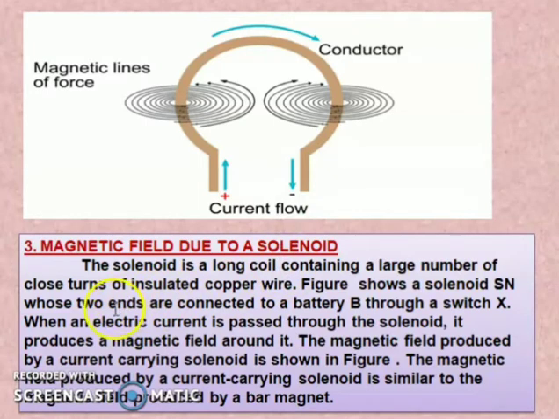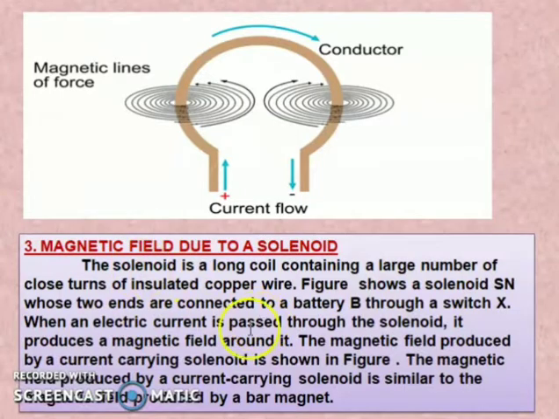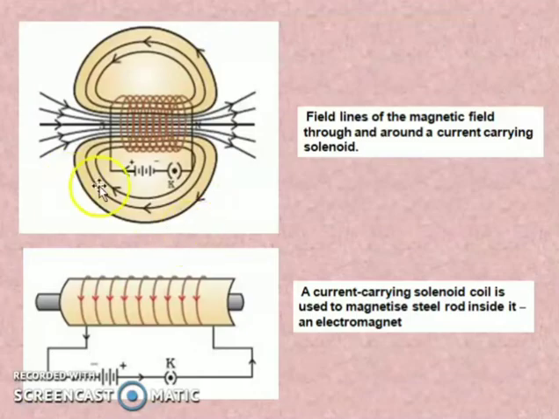A solenoid Sn has its two ends connected to the battery B through a switch X. You can see that the two ends of the solenoid are connected to the battery and a key. When an electric current is passed through the solenoid, it produces a magnetic field around it. The magnetic field produced by a current carrying solenoid can be seen in the figure. You can see the figure of a current carrying solenoid, and you get magnetic field lines.